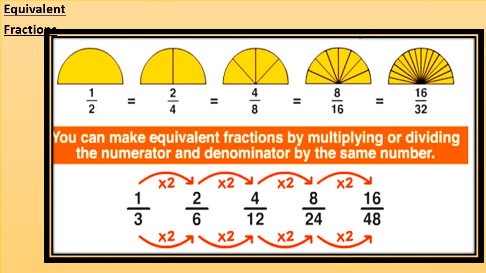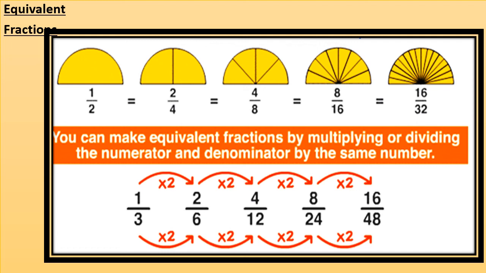Now see the given picture. The upper part of the picture shows equivalent fractions. Now how to get these equivalent fractions? So we have learned that the upper part of the fraction is called numerator and the lower part is called denominator. So if we multiply the numerator and denominator of a fraction by the same number, we will get its equivalent fraction. Now see the lower part of the picture.